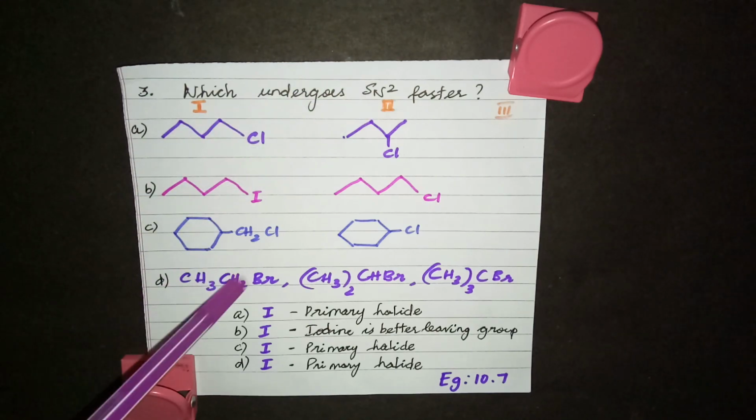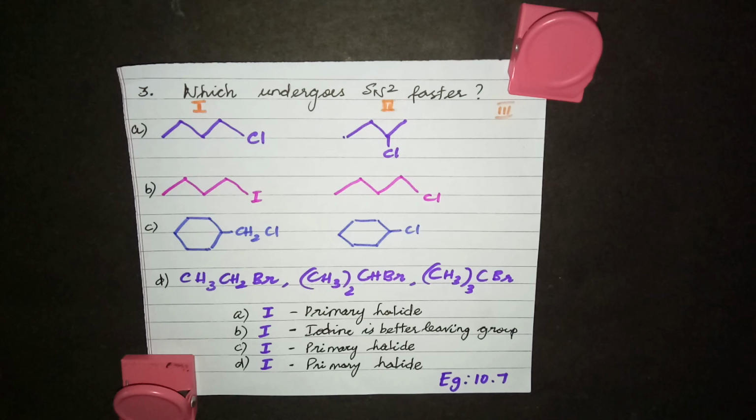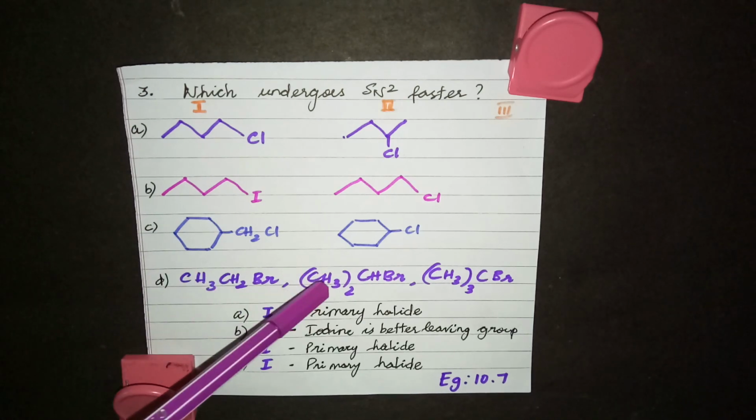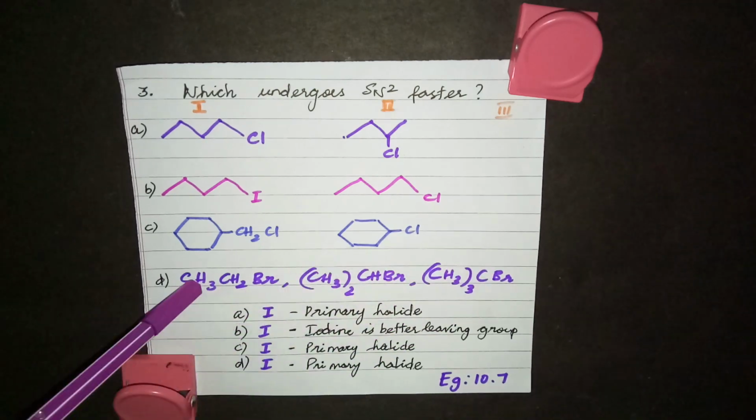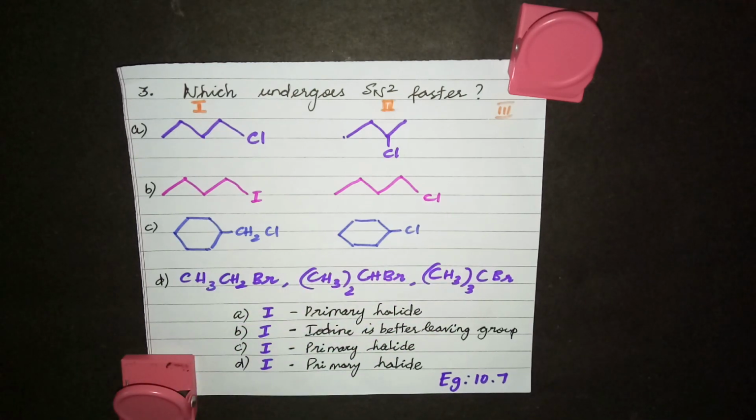The last one, among these three, which will undergo SN2 faster? See, this is primary. This has 2 carbon neighbors, secondary. 3 carbon neighbors, tertiary. So the primary one will undergo SN2 reaction faster.